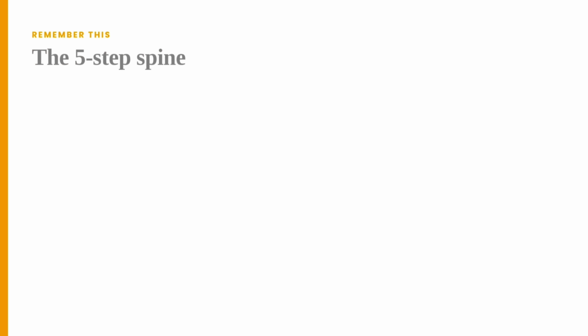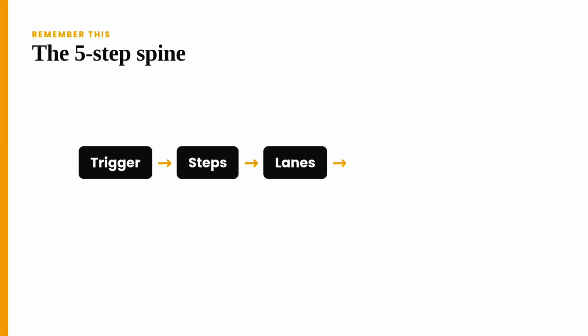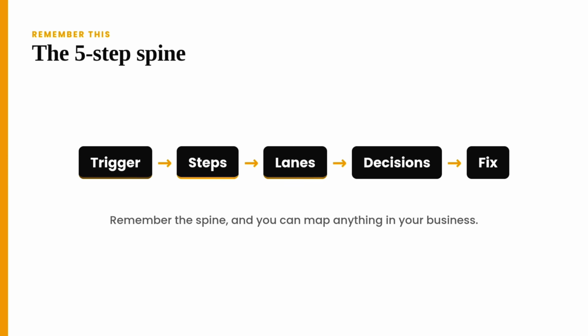Here's how I want you to remember the whole thing. There are 5 words: trigger, steps, lanes, decisions, fix. Keep those in your head and you can map anything in your business. Let me walk you through each one with a real example. I'll use an example almost every business can relate to: fulfilling a customer order. Somebody buys something and you have to get it to them. Sounds very simple. Watch how much actually is going on underneath everything.